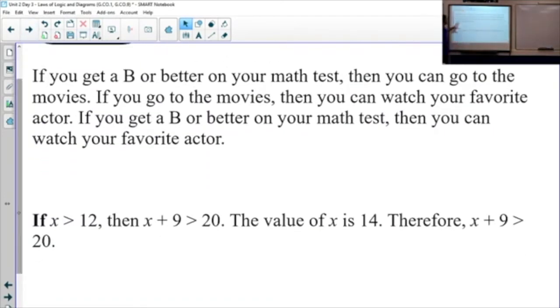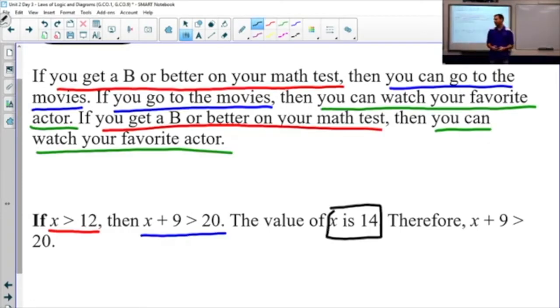So take a look at these two, and this is the skill I want you to make sure you have. Here are two statements. One of them is detachment, one of them is syllogism. See if you can pick out which one is which. Well, the first one here takes two different if-then statements and combines them into one. And so this would be the law of syllogism.